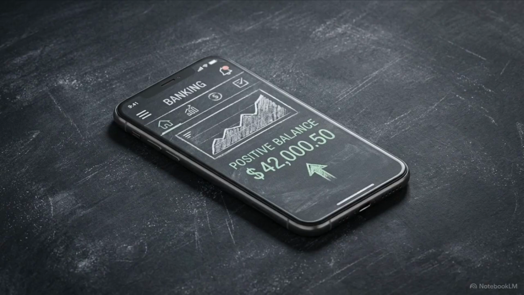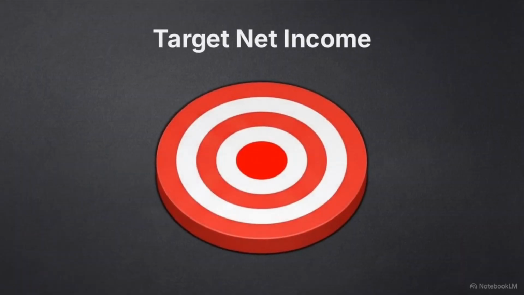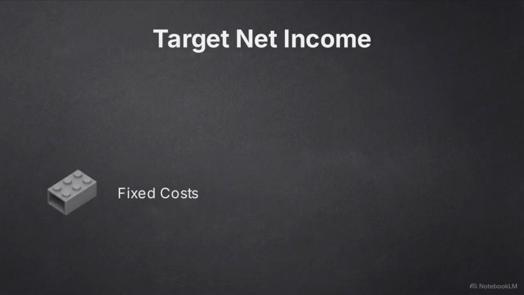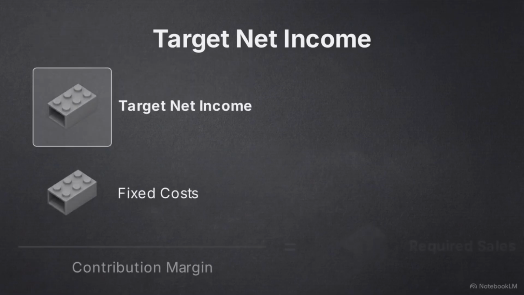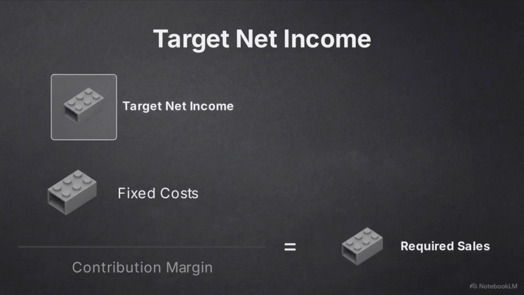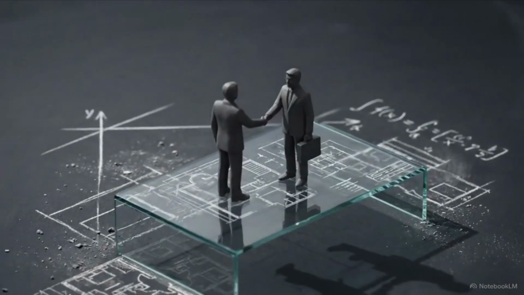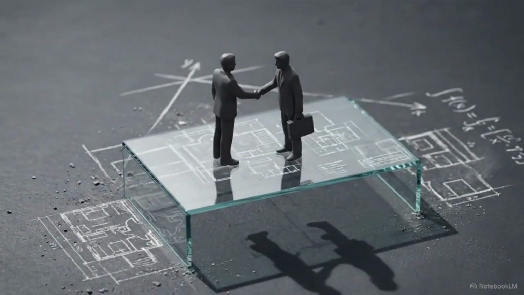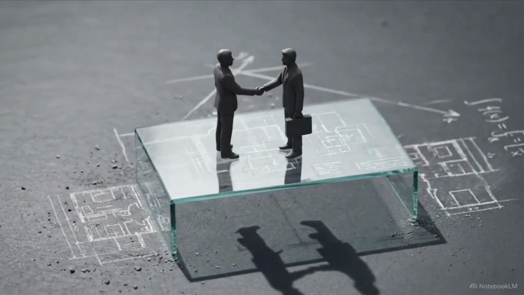Breaking even is a milestone, but running a business requires generating profit. Management uses CVP to set a specific income objective, known in accounting as target net income. The required sales formula adapts easily. We simply add our target net income to the total fixed cost in the numerator. This single calculation proves exactly what sales volume is mathematically required to justify a project's existence and achieve strategic goals.